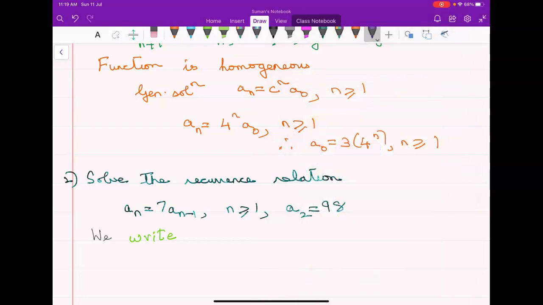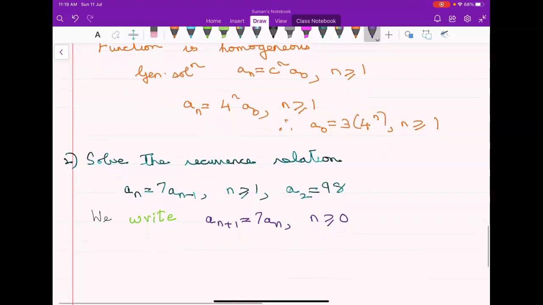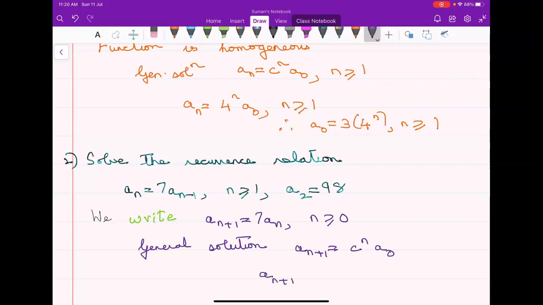we will write this as a_{n+1} = 7a_n, where n is greater than or equal to 0, because every recurrence relation starts with a_{n+1}. So again your general solution will be, from what we learnt earlier, a_{n+1} = c^n times a_0. So in this case you get a_{n+1} = 7^n times a_0.